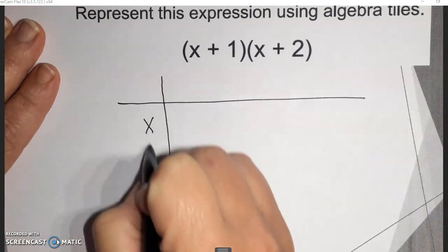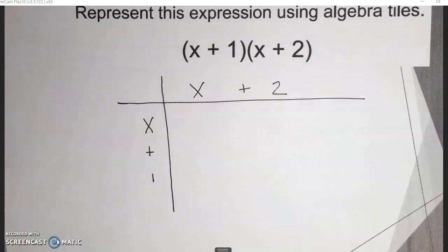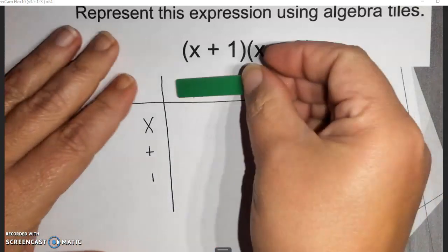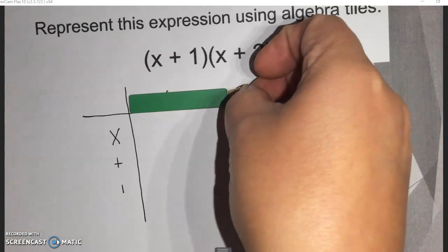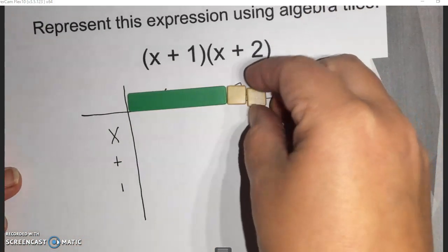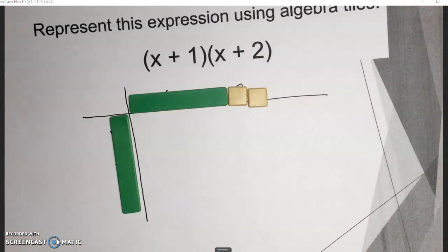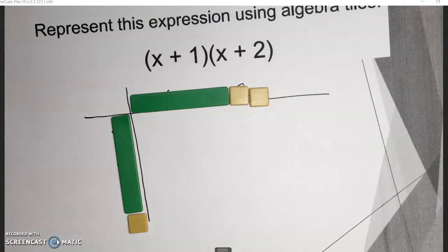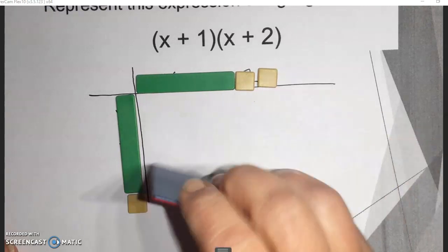We have x plus 1 and x plus 2. So we have x plus 2 and x plus 1. And we've got to make this a full rectangle. So we've got to fill in this part right here.